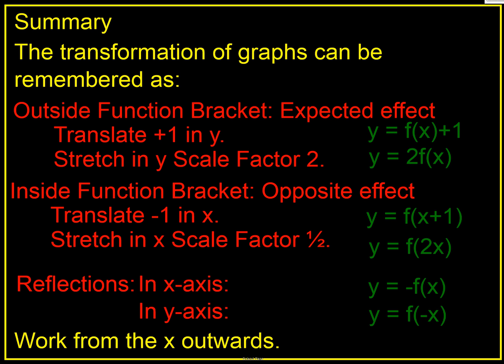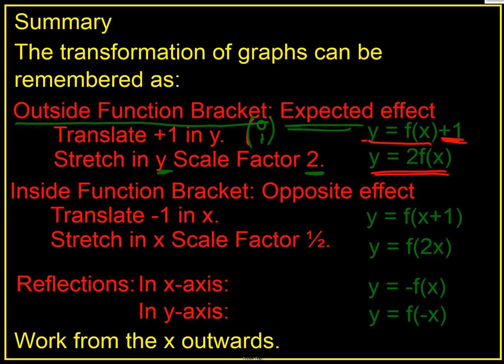The first part is different transformations. If we're working outside the bracket, then things happen as we would expect. So here, y equals f of x plus 1 is a translation in the y direction. So that's 0, 1. Yeah, that's as we would expect. And the second one here, we've got y equals 2 f of x. Well, that's giving us a stretch in the y direction with a scale factor 2. So both of those are as you would expect.